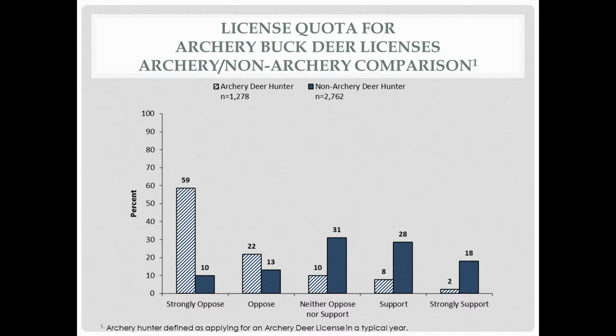And you can definitely see there's some difference. The hashed line is the archery deer hunter. The solid is your non-archery deer hunter. And 59% of your archery deer hunters strongly oppose a license quota. Another 22% oppose it. Then if you come over here, it's not as dramatic as 59% strongly opposing, but it looks like 46% of our non-archery hunters support or strongly support, so only 18% strongly support it.